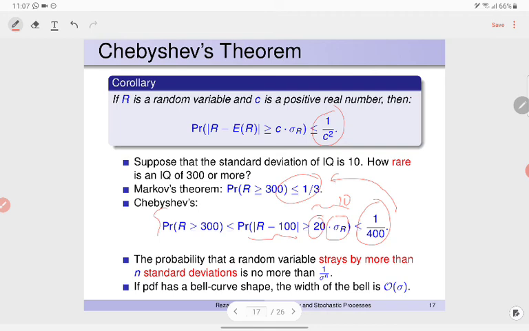So the probability that a random variable strays by more than c standard deviations is no more than 1 divided by c squared. And if the PDF of this random variable has a bell curve shape, the width of this bell is basically what we mean by straying by more than the standard deviation. The width of the bell must be on par with sigma, namely O(sigma).